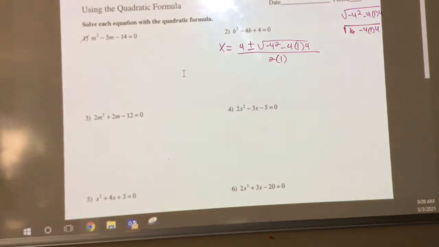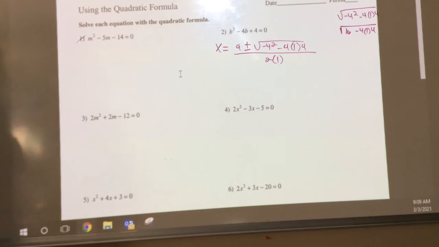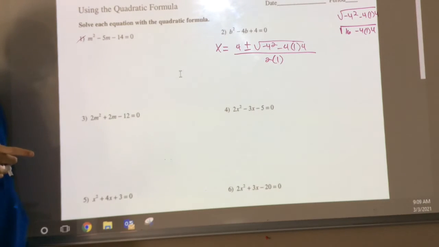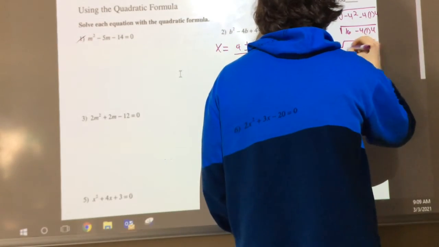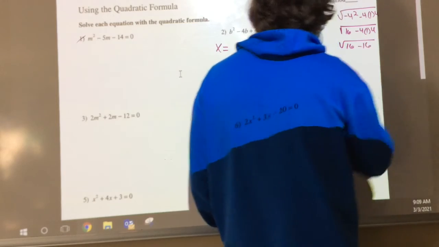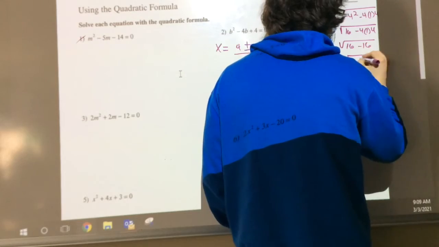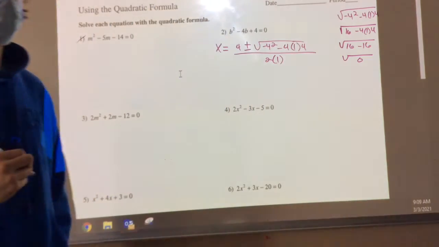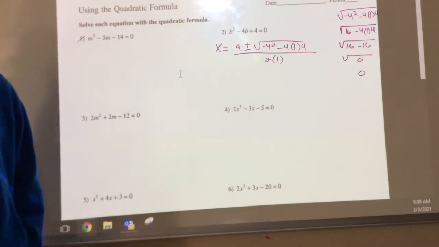Once again, I know that we really want to subtract there because that's what makes sense in our brains, but because of order of operations, we have to multiply before we ever subtract, okay? So I'm going to do negative 4 times 1, which is negative 4. Negative 4 times a positive 4 is negative 16. So now I end up with 16 minus 16, which is 0. The square root of 0 is just 0. Okay, we're all okay with that?